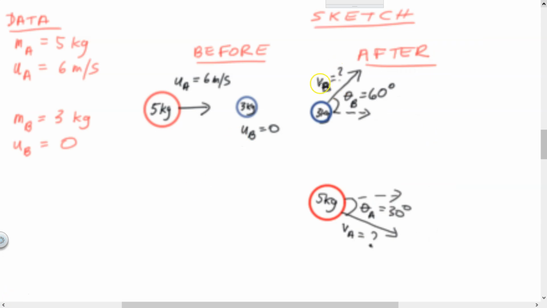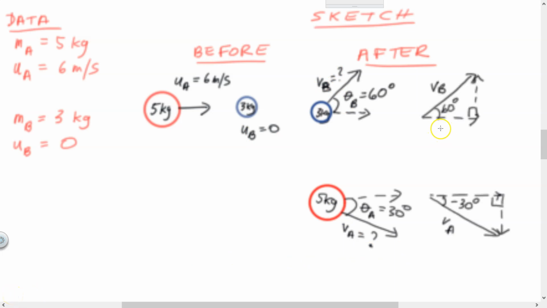Now these final velocities have both x and y components. We have here the x component of velocity B and the y component. And in this, the 5 kilogram ball, we have the x component of its velocity and the y component.